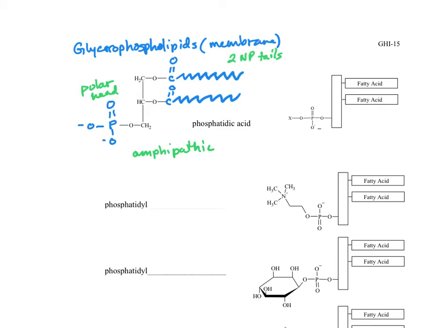This is called phosphatidic acid. Sometimes we refer to it as phosphatidate because it is a negatively charged conjugate base. But phosphatidic acid is a membrane lipid. In fact, it's one of the most popular ones. We sometimes abbreviate it as PA for phosphatidic acid.